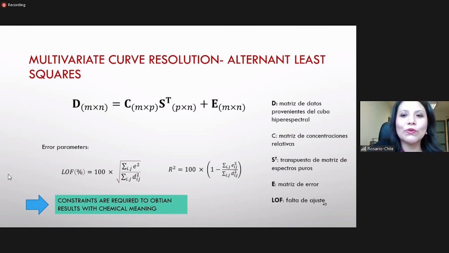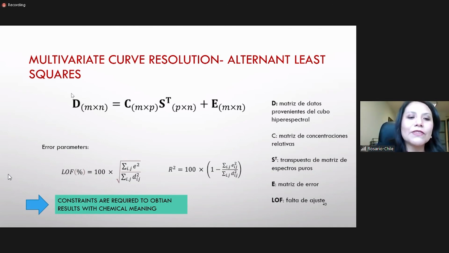Multivariate resolution with alternate least squares is a very known method used for imaging spectroscopy and other methods like, for example, chromatography methods, where there are overlappings of signals. So the mathematical principle is similar, very, very similar to the PCA. We have a matrix, now it's D matrix, it's the same X matrix, really, it's just notation different because we are looking for another output. But the equation is practically the same.